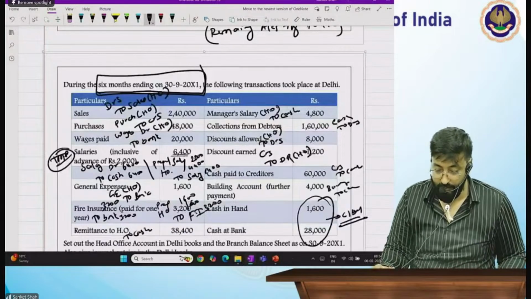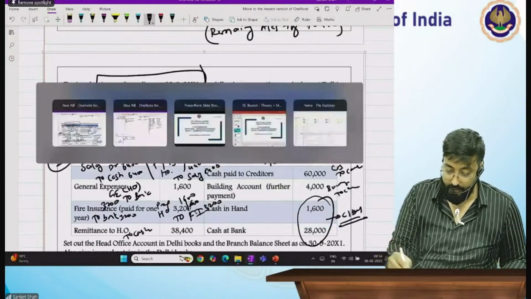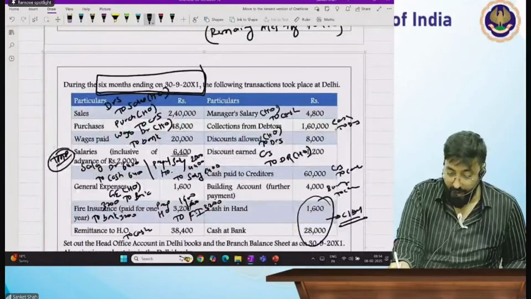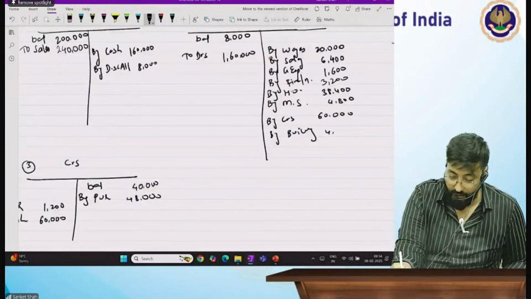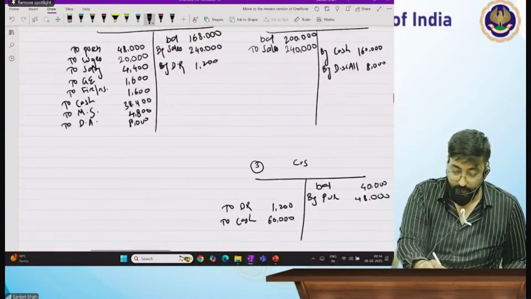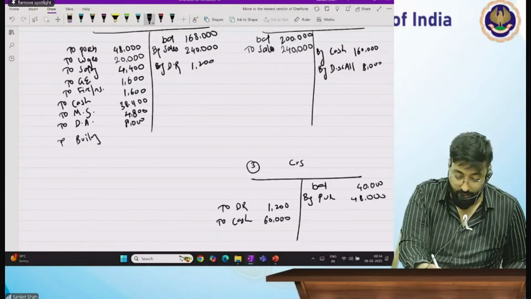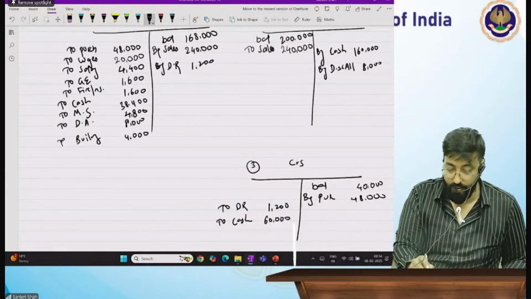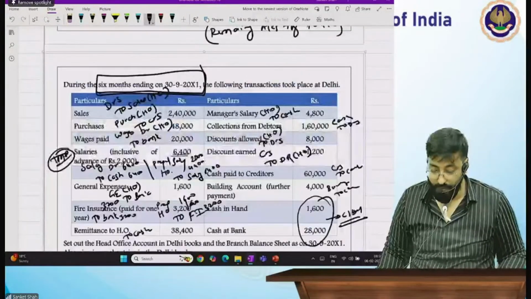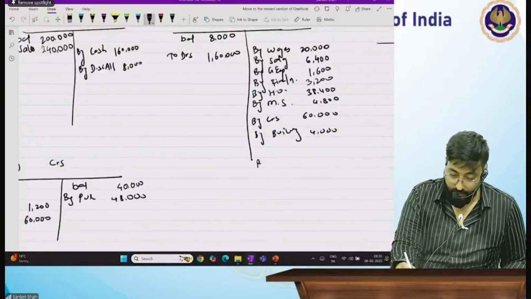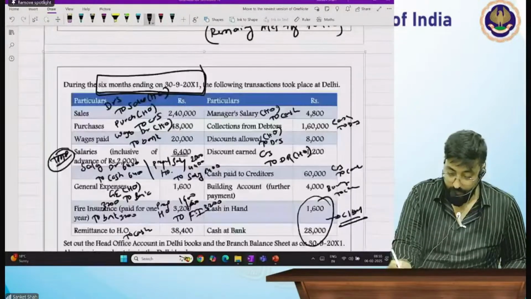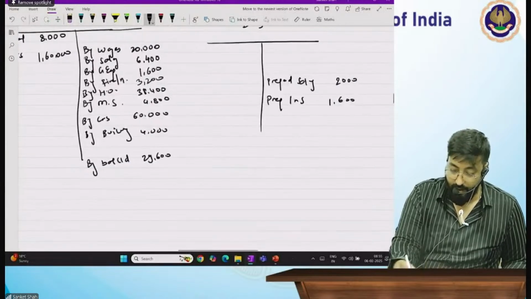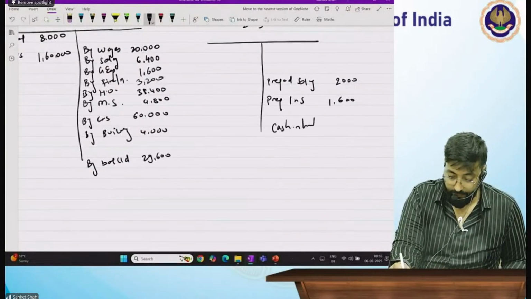Building, sir, cash account by building. Actually you should always write debit first, but now we are in the cash account, that's why I'm writing over here. And to HO, building, because we transfer it to HO, no? Yes, sir, 4,000. It is given that it is transferred to HO, that's why we are transferring. And cash in hand 1,600, cash at bank 28,000, 29,600. Yes, sir. And asset side, second effect, 29,600.